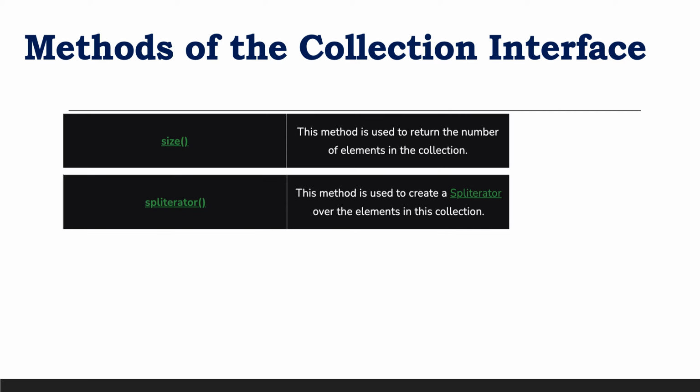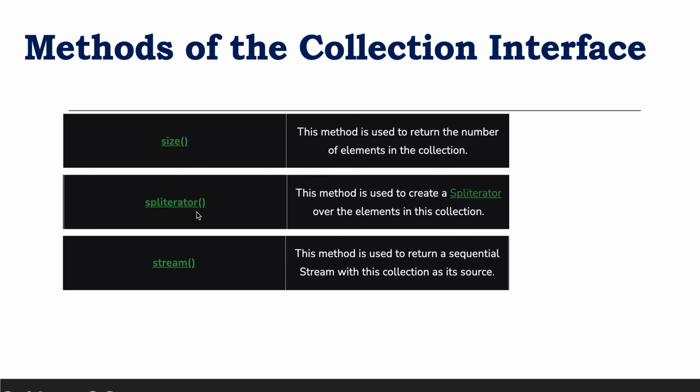The next method available inside the collection interface is spliterator. This method is used to create a spliterator over the elements in the collection. Similar to the iterator, there is another interface, the Spliterator, which has some other advantages. Using this method, we will be able to create an instance of the spliterator, similar to the iterator, and using that we will be able to use the utility methods provided by the spliterator. We will see it in detail.